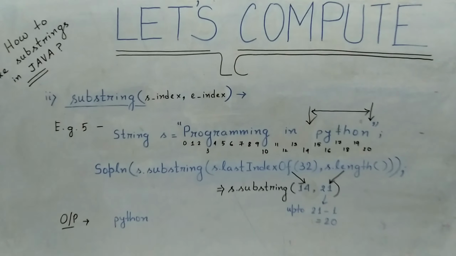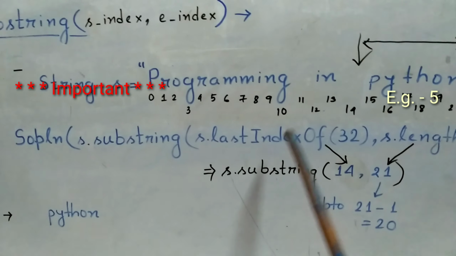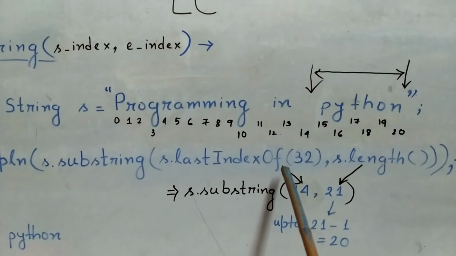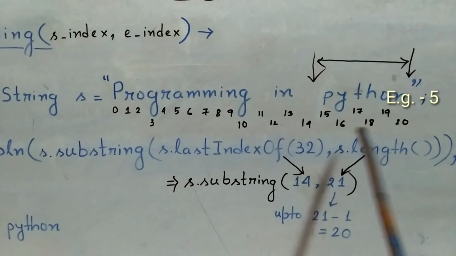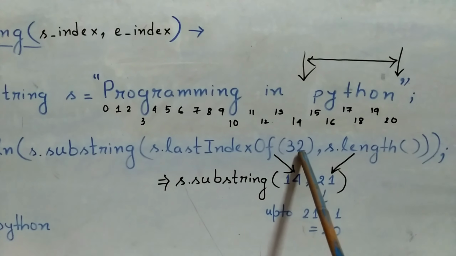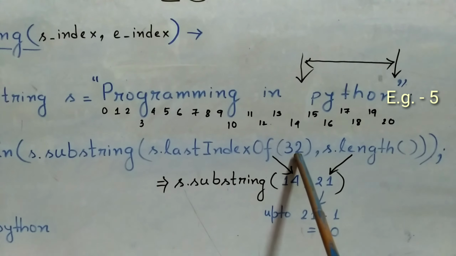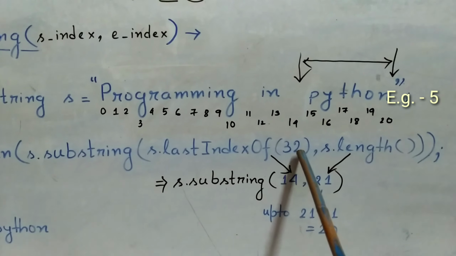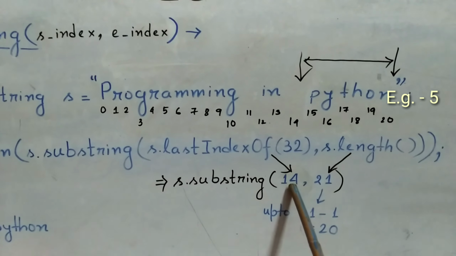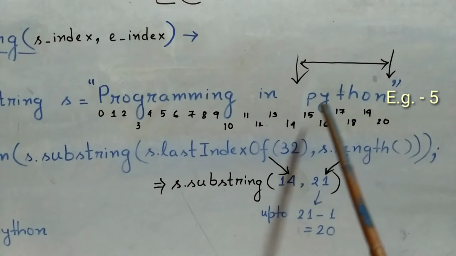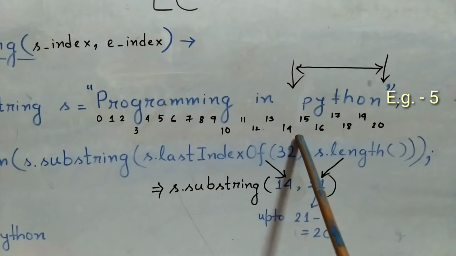Well, this is going to be really interesting. See, instead of 2 integers directly, 2 functions have been passed as arguments. The first one, S dot lastIndexOf(32). Yes, you have got it right. 32 represents blank space. Now S dot lastIndexOf(32) returns 14 since the last occurrence of blank space in this very string is at index position 14.